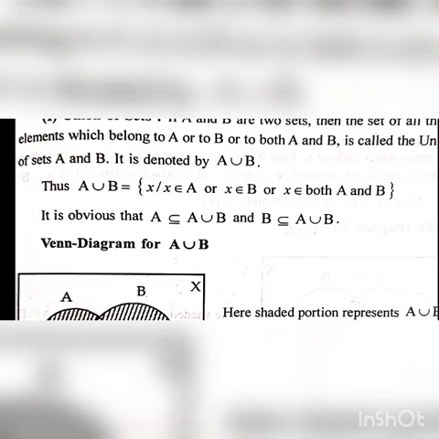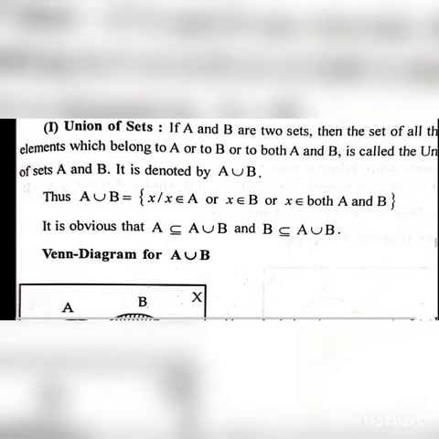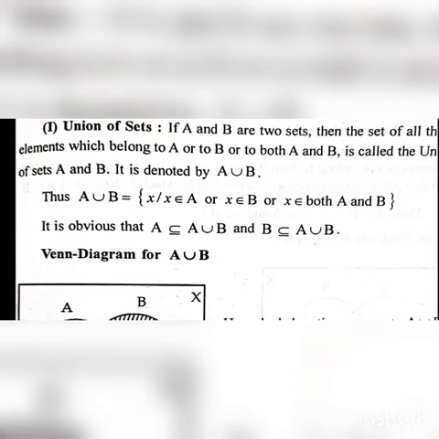All the elements in the set A and all the elements in the set B are involved in the set A ∪ B. And it is obvious that A is a subset of A ∪ B and B is a subset of A ∪ B. How?